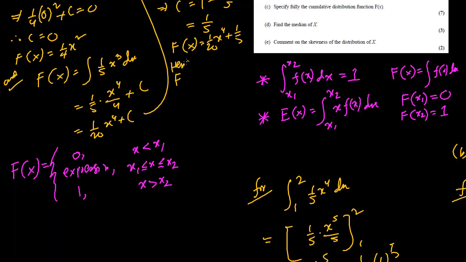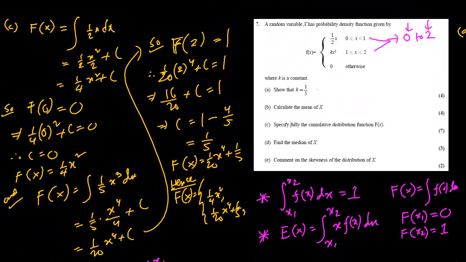Hence, F(x) equals, since the expression is now broken into two parts, the first part is 1/4 x squared, comma, and the limit would be the same as before. The second expression is 1/20 x to the power 4 plus 1/5, comma, and we will write the limit as it is in the question. The first one is 0 to 1, so we write 0 to 1. The second one is 1 to 2, so we write 1 to 2. And this will be 0 and this will be 1, for less than the lower limit and greater than the upper limit. This is how we specify the CDF.